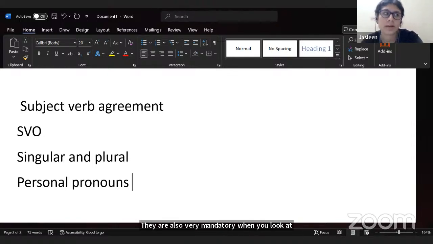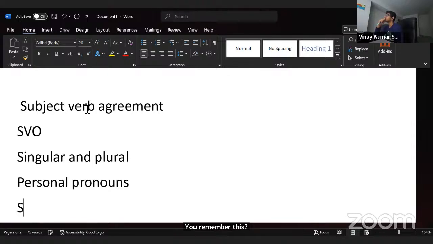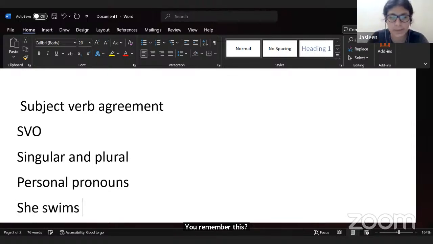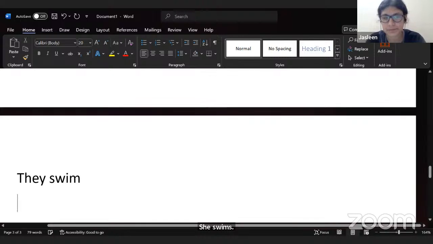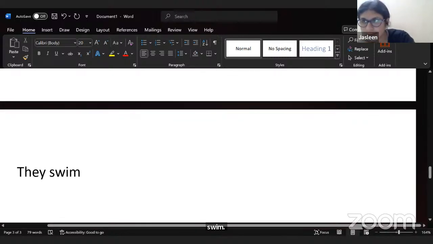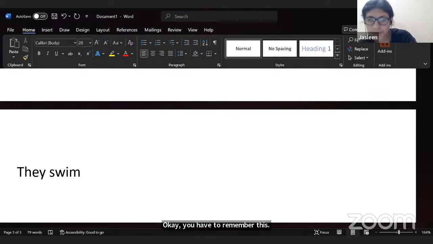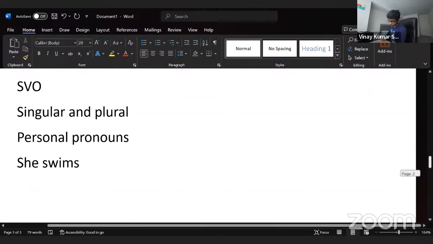The verb, see, this is also a rule that you need to recollect. If the subject is singular, the verb would be in plural, right? And if the subject is plural, the verb would be singular. You remember this? Yeah. So I would say that she swims and they swim. Okay, you have to remember this. Are you noting this down as a pointer thing? Yeah. Okay.